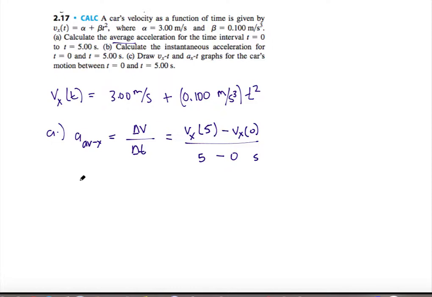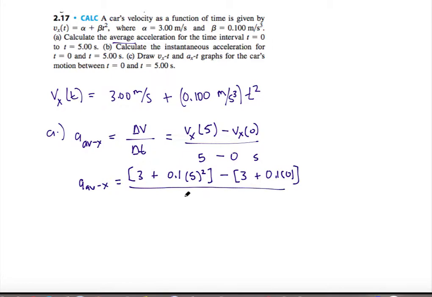So I'm going to go ahead and substitute in here and find values for my velocities at these two times. So at 5 seconds, I'm going to have 3 plus 0.1 times the square of 5, minus 3 plus 0.1 times 0, all over, I think we can all agree that 5 minus 0 is 5.